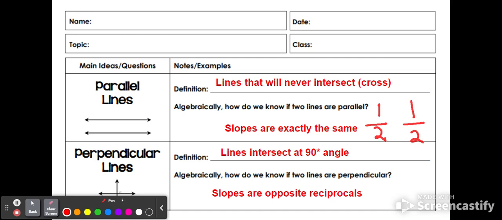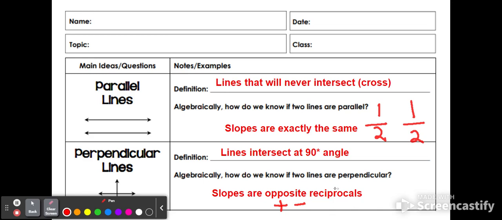When they are perpendicular and they cross and make a perfect 90-degree angle, that's perpendicular. Lines will intersect at 90 degrees. How do we know algebraically that they are perpendicular? The slopes are what we call opposite reciprocals. Our worksheet says negative reciprocals, but really it's opposites. So if one of them is positive, the opposite will be the negative.